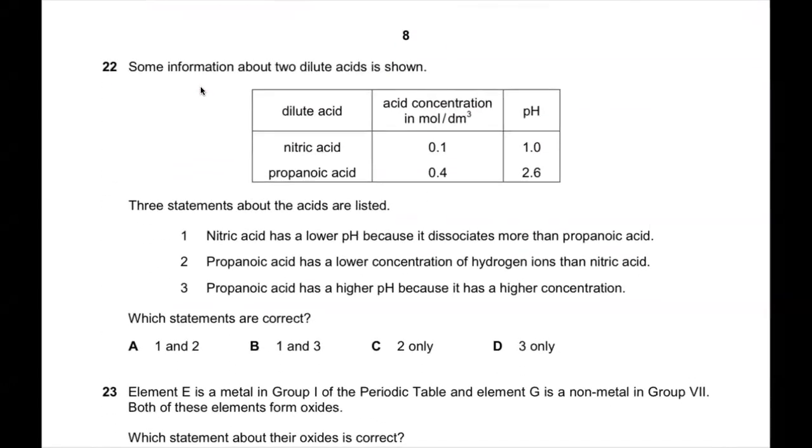Now, MCQ number 22. Some information about two dilute acids is shown. Okay. So we have a nitric acid concentration of, Sir? 0.1 mole. Yes. Can you explain 21 again?